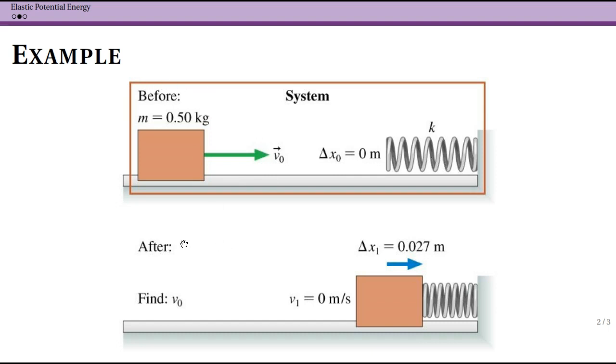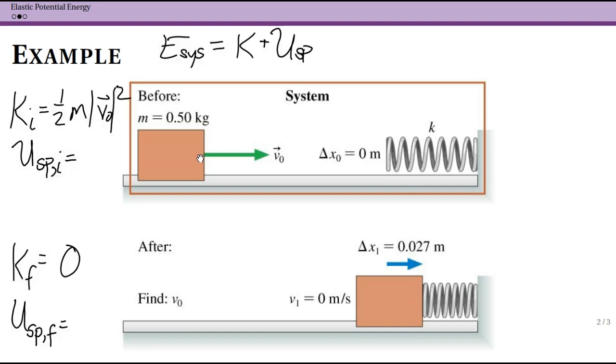And you can see that this is a before and after diagram, which is the best type of diagram to do for energy scenarios. And so the after moment that we're considering is when the box is momentarily brought to a rest and it has compressed the spring in. And note that this is being given as a delta x, and so our initial length of the spring is our equilibrium length, so this compression is the distance from equilibrium.